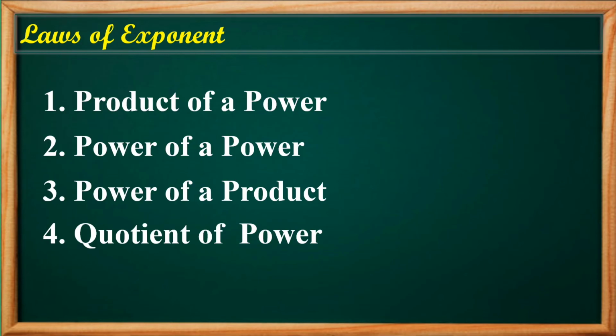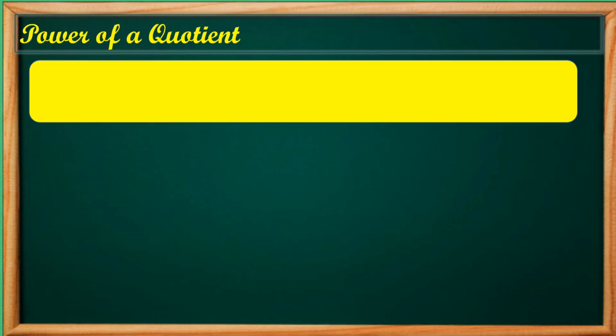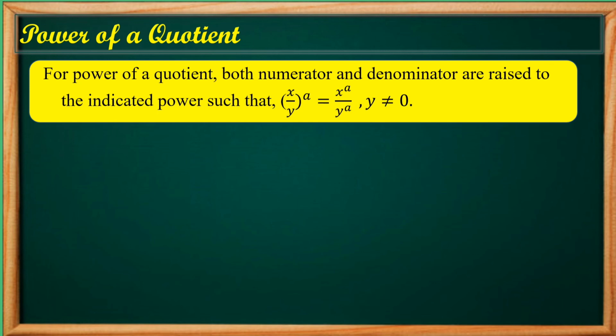Basta, that is y. Okay? Now, that is the quotient of a power. How about the fifth law of exponent? The fifth law of exponent is a power of a quotient. For a power of a quotient, both numerator and denominator are raised to the indicated power such that x over y raised to the power of a becomes x raised to the power of a over y raised to the power of a, as long as y is not equal to 0. Remember, kapag ang denominator 0, then it is undefined.